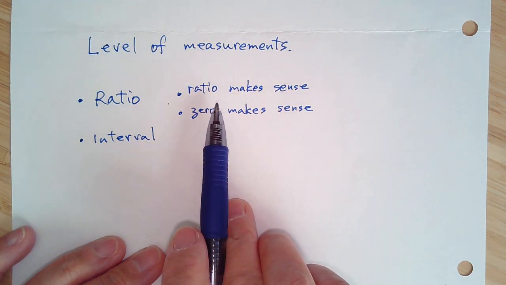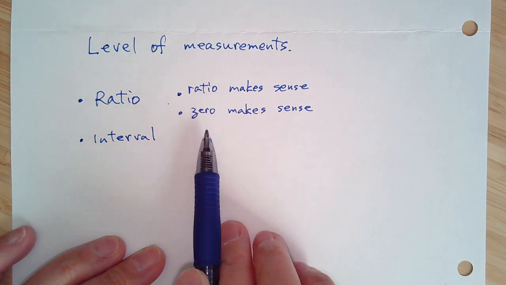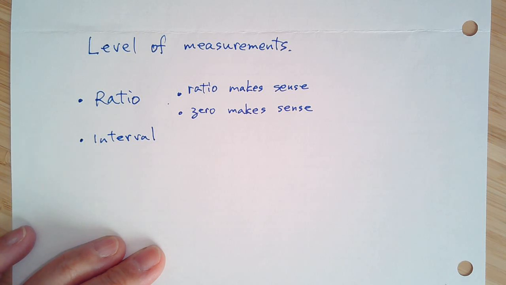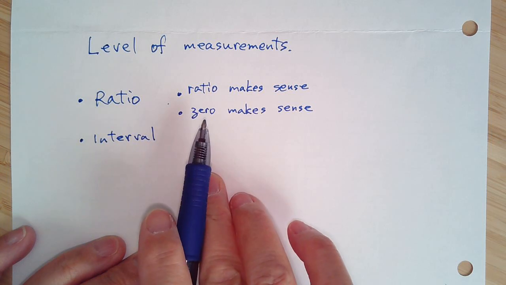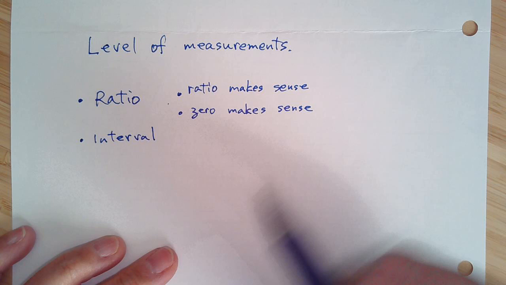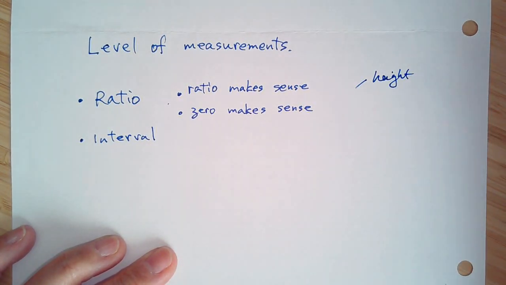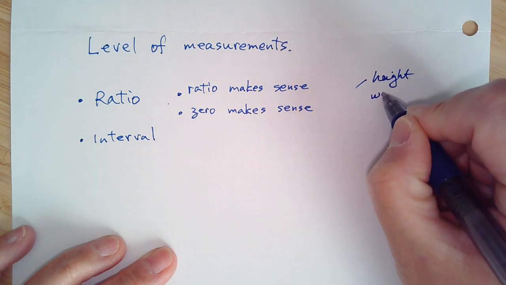And also the count, like 5 people, 10 people. So 10 people is twice as much as the 5 people in class. So ratio makes sense in this case. And also zero makes sense. Like the weight, if the weight is 0, that means it's super light, there's no weight. And the count 0, that means there's just nobody. So 0 makes sense and ratio makes sense. If this is the case, then we call this level of measurement ratio data. And of course, you see height, right? Height is a very good example. And of course, weight, okay?